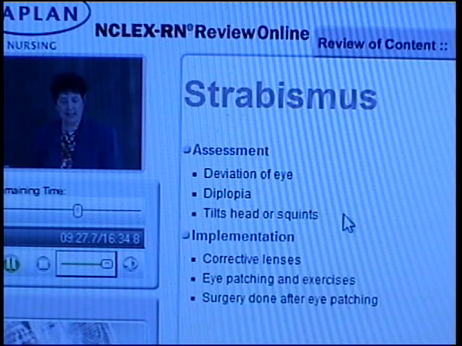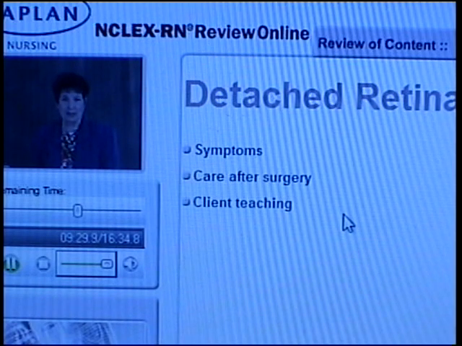Let's go on and talk about detached retina. Remember, the retina is neural tissue of the eye. It has rods and cones and photoreceptor cells that are found in a sensory layer. When that layer is stimulated by light, an electrical impulse is generated and transmitted to the brain.